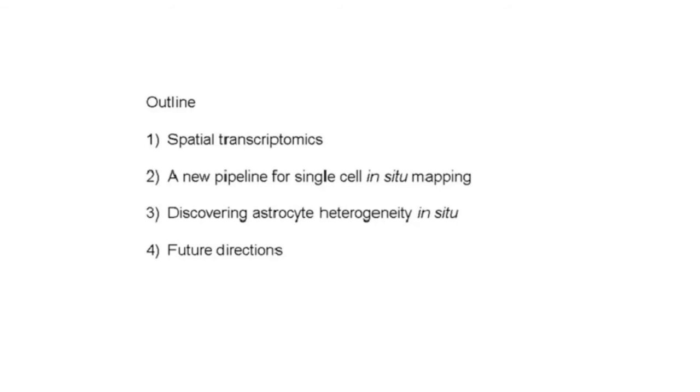I'll start by giving you an introduction to these spatial gene expression methods and why we need them. Then I'll tell you about my work in Cambridge as a postdoc on developing a new imaging-based pipeline for large-scale single-cell mapping of tissues and how I used this method to discover the heterogeneity of a poorly understood brain cell type, the astrocyte. And at the end, I'll finish with a few remarks on my future interests and the state of the field.